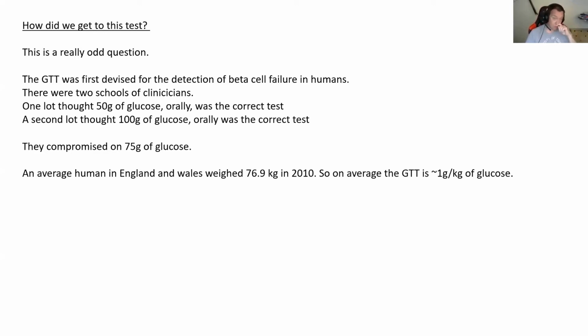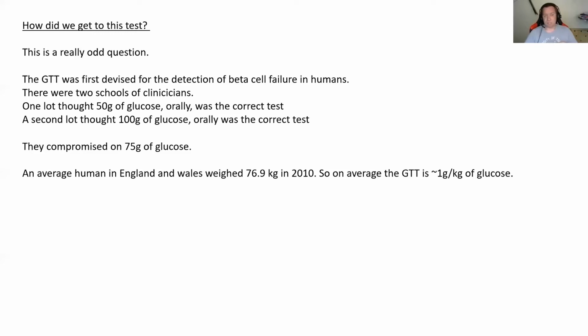There were two schools of clinicians. One lot thought 50 grams of glucose orally was the correct test. A second lot thought 100 grams of glucose orally was the correct test, and they compromised on 75 grams of glucose. There's no scaling in the human GTT. You do 75 grams of glucose, regardless of whether the person weighs 50 kilos or 200 kilos.